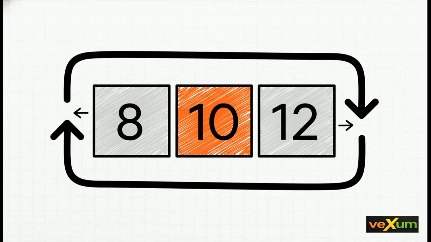And we do the exact same thing again. We find the middle of our new tiny list. In this case, that's the number 10. This rinse and repeat strategy is the heart and soul of this algorithm.